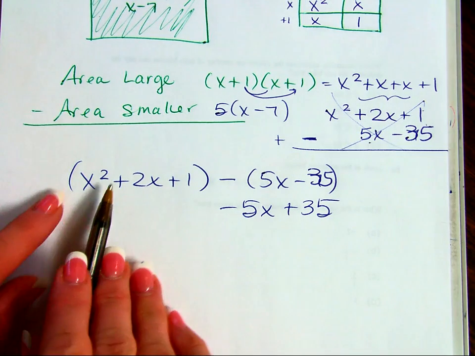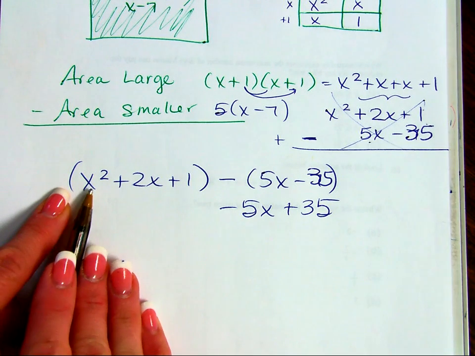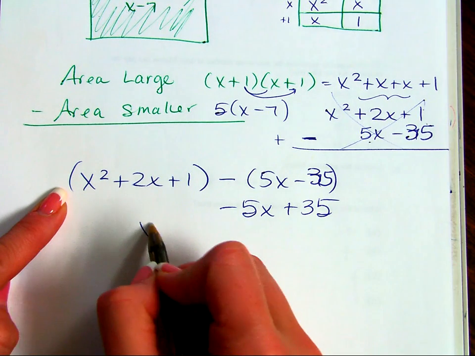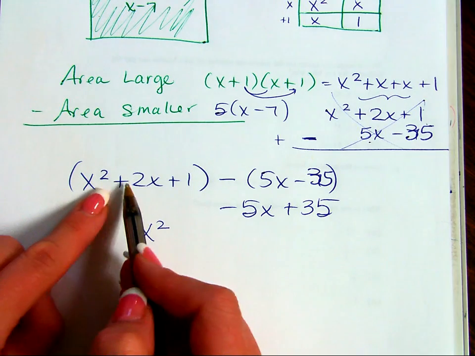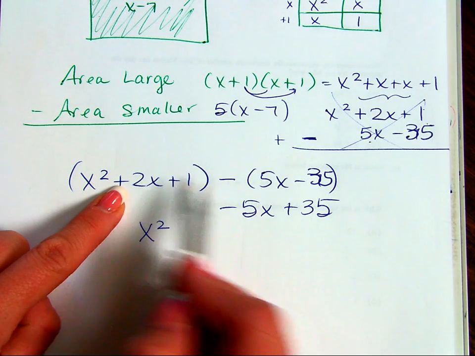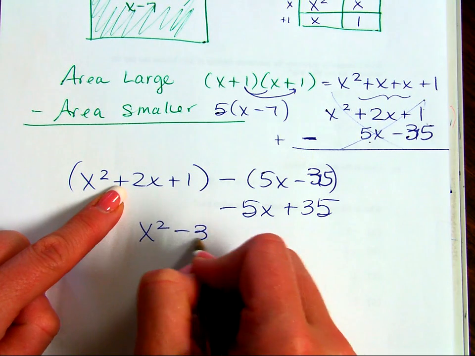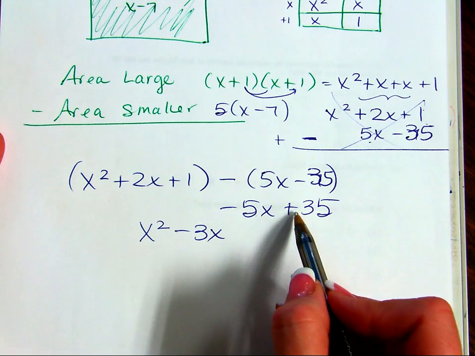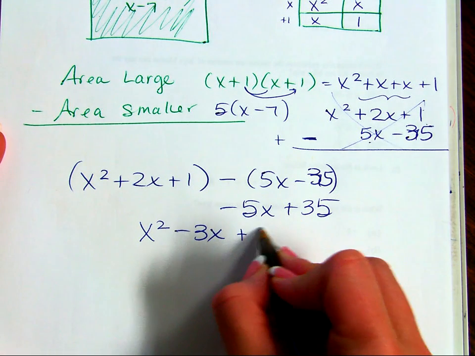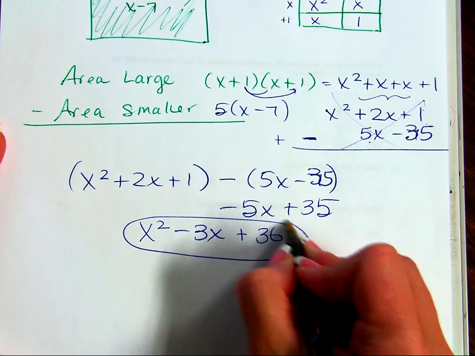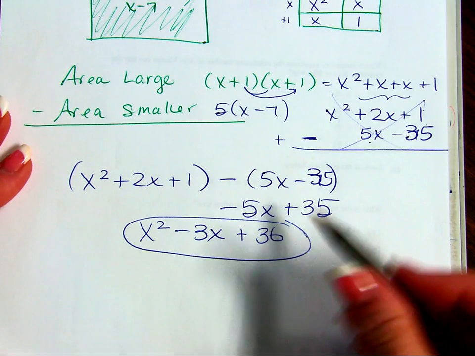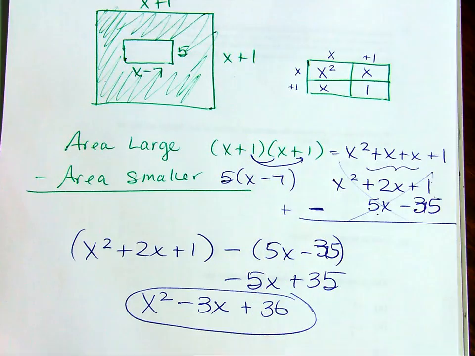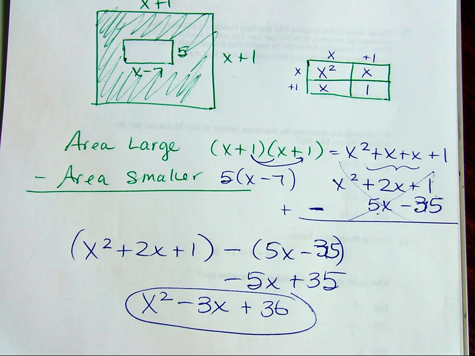And now combine. X squared, no other x squareds. A 5x is negative and your 2x is positive, so this is minus 3x. And your positive 1 and your positive 35 is positive 36. And that is the area of the shaded region with those dimensions. Got it? Easy enough?